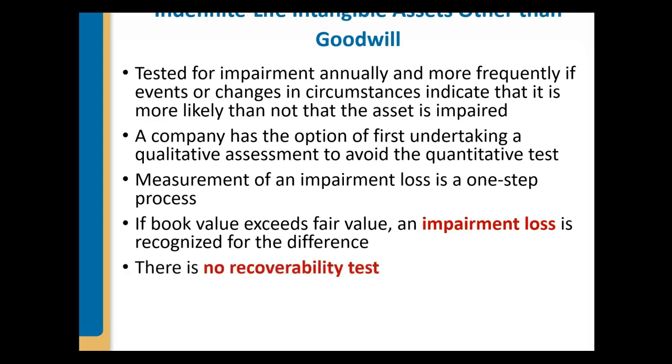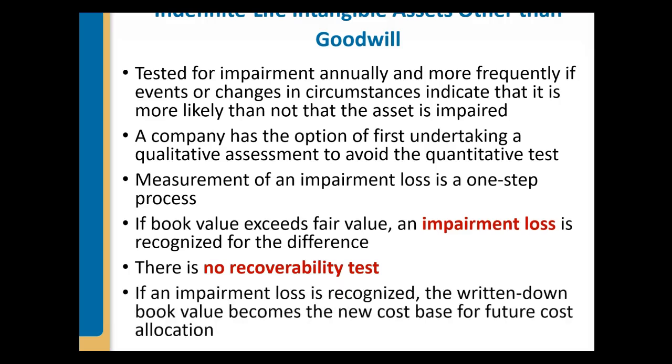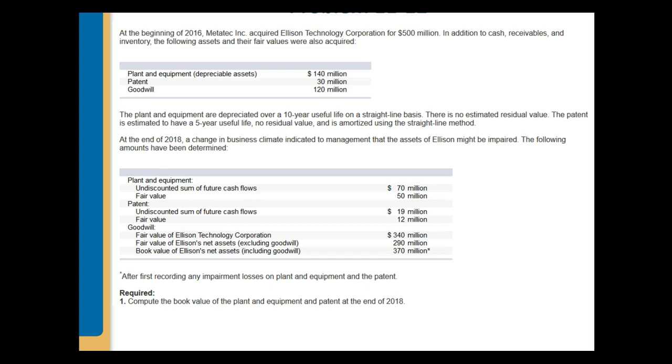So let's take a look at exercise 11:12. At the beginning of 2016, Metatic Inc. acquired Ellison Tech for $500 million. In addition to cash, receivables, and inventory, the following assets and their fair values were also acquired. So we have our plant and equipment of $140 million, patent of $30, and goodwill of $120.